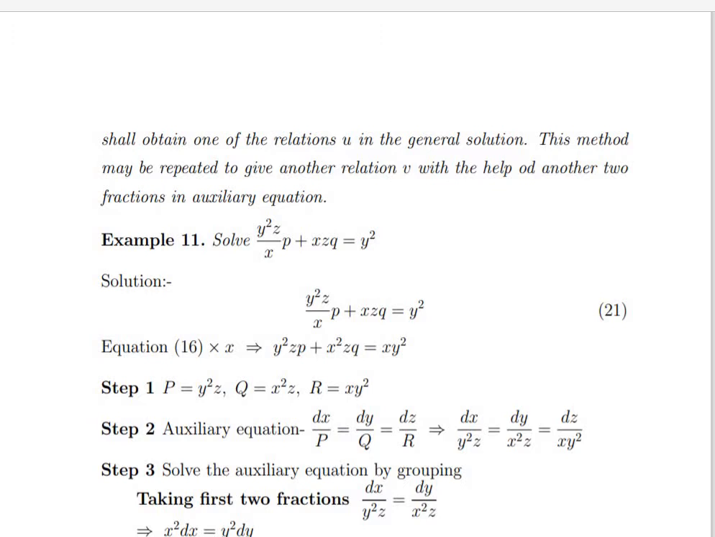After this, we can write the auxiliary equation, which is of the format dx/P = dy/Q = dz/R, and here it is dx/(y²z) = dy/(x²z) = dz/(xy²). Now we can solve this auxiliary equation by the method of grouping. For that, we will consider the first two fractions from the auxiliary equations, that is dx/(y²z) = dy/(x²z).